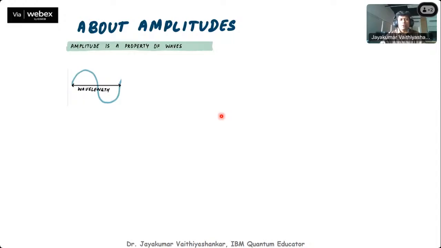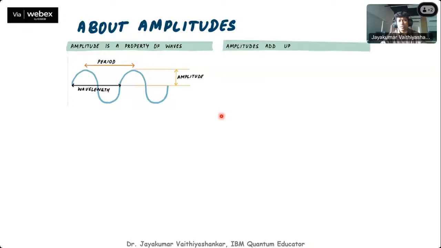Whenever you look at a signal, this entire length is called the wavelength. We measure from one top peak to another top peak, so it acts like a period, a complete cycle of a wave. The signal strength with respect to the y-axis is called amplitude.